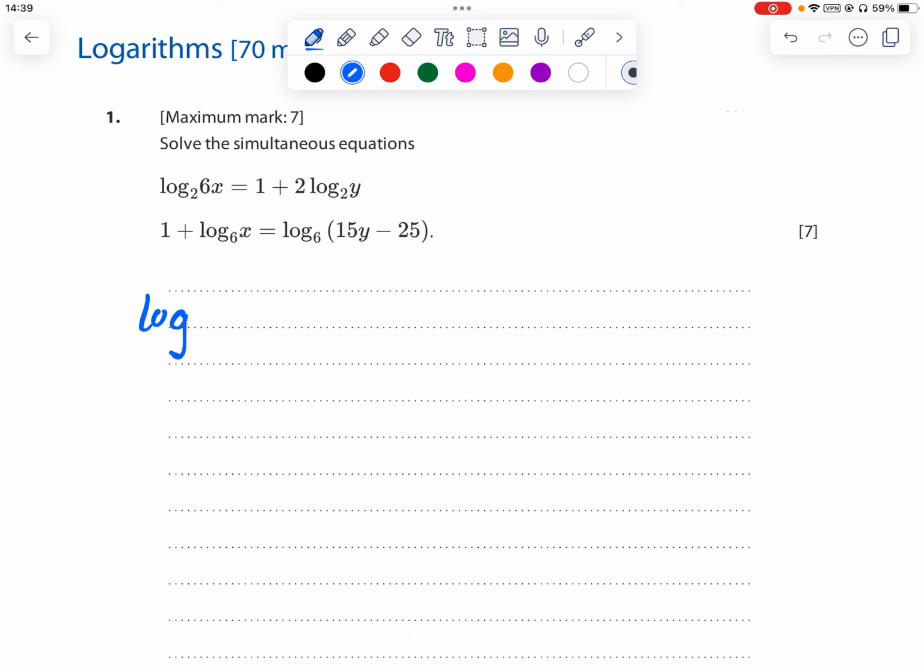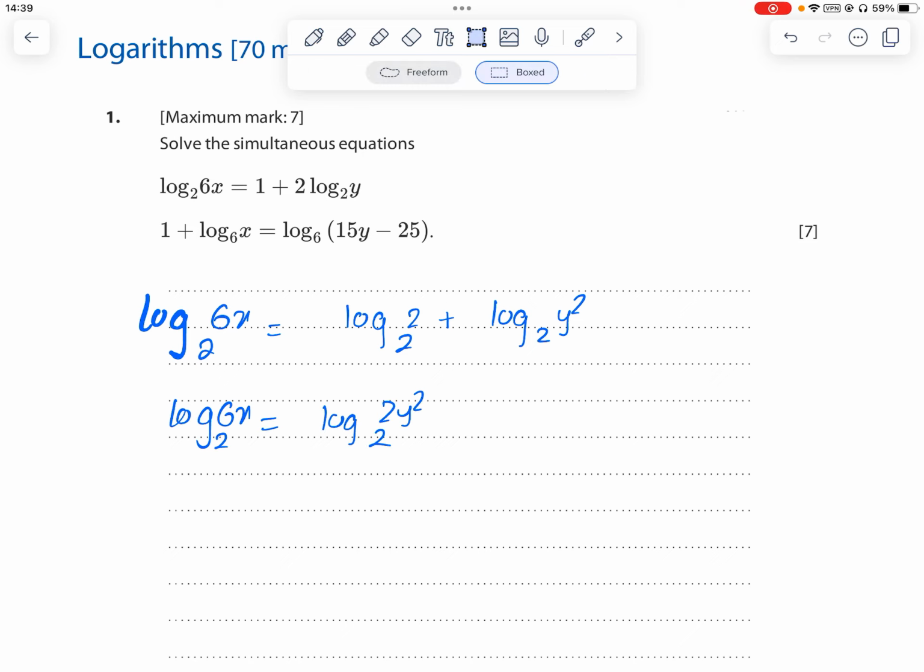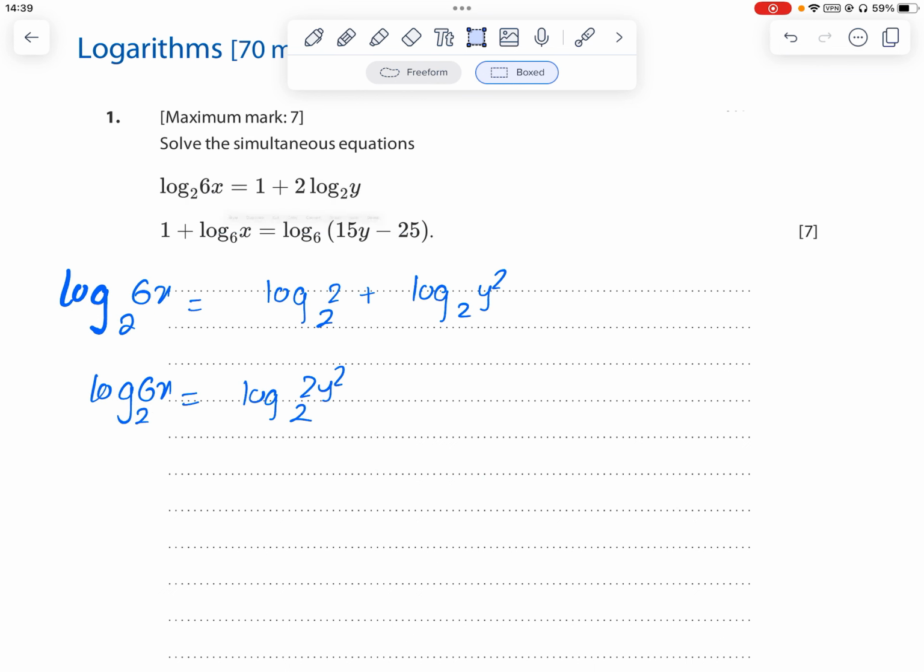So it becomes log 6x to the base 2 equals, 1 can be written as log 2 to the base 2, plus log y squared to the base 2. So it becomes log 6x to the base 2 equals log 2y squared to the base 2. So we can cancel, log base 2 and log base 2 get cancelled. So what do I get? 6x equals 2y squared. That is the first equation.